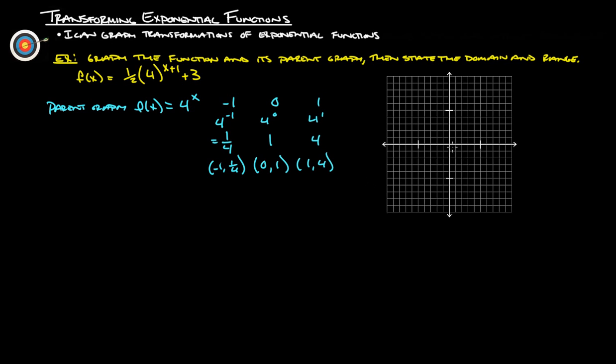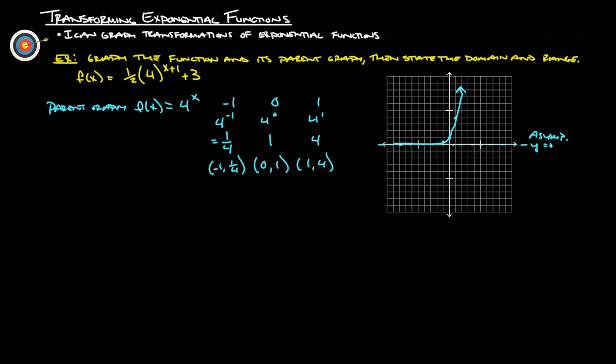Okay, so if we graph our parent function here, we are at -1 and we're at a positive 1/4. 0 is at 1 and 1's at 4. Okay, so this looks like there's our asymptote at y equals 0. Looks something kind of like that without the wiggles in there, but you get the idea. Again, asymptote right here at y equals 0. Okay, so there's our parent graph.